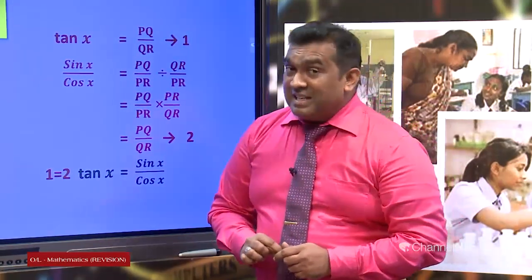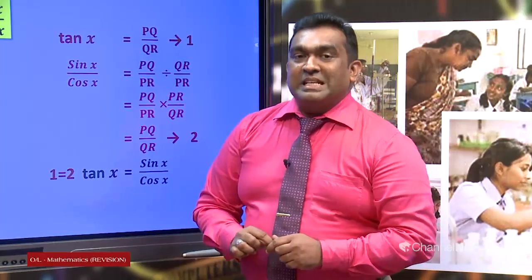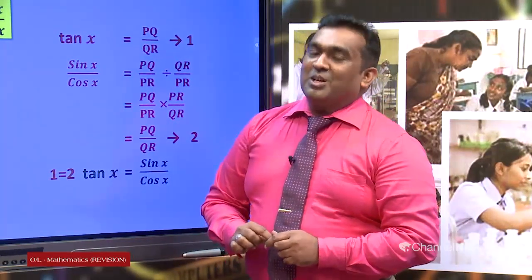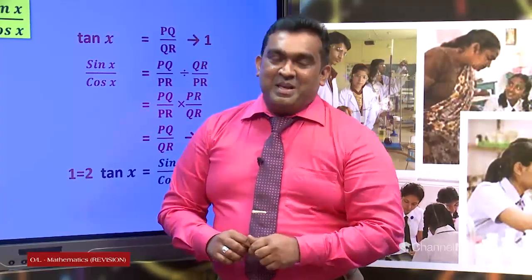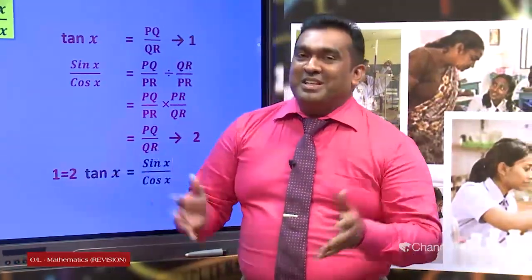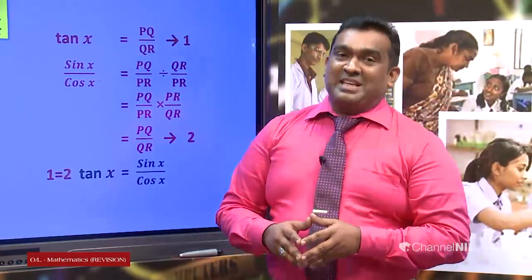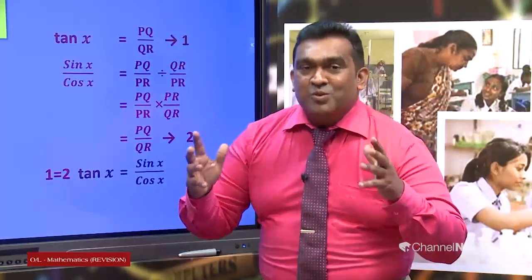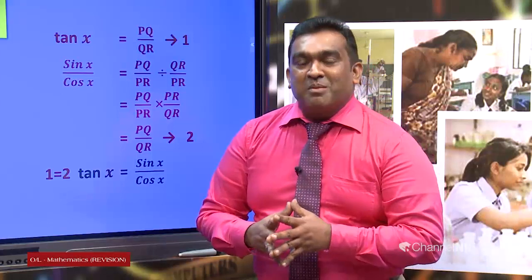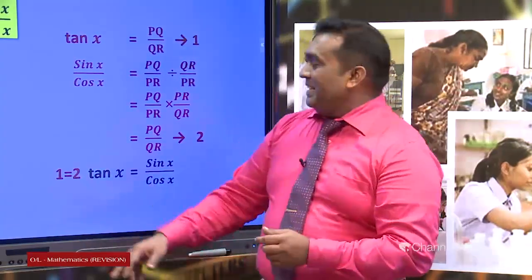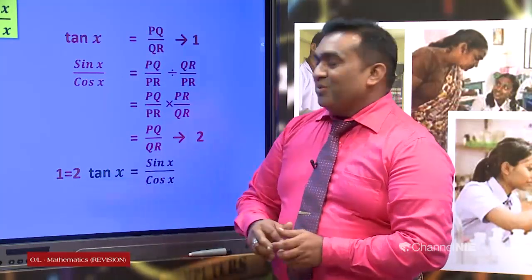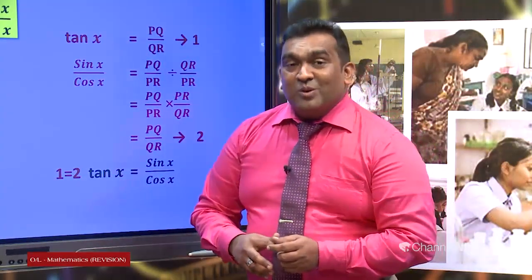By an axiom, the first equation is equal to the second equation. What is our first equation? That is tan x. What is our second equation? That is sin x over cos x. Then what can you say about equation number 1 and equation number 2? They are equal. It means tan x is equal to sin x over cos x.